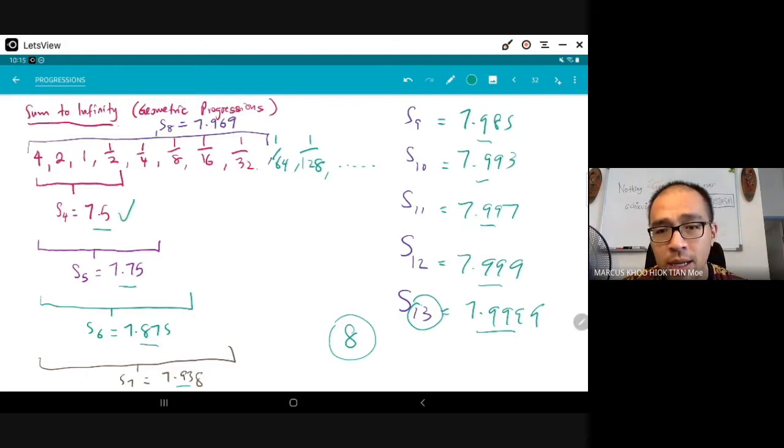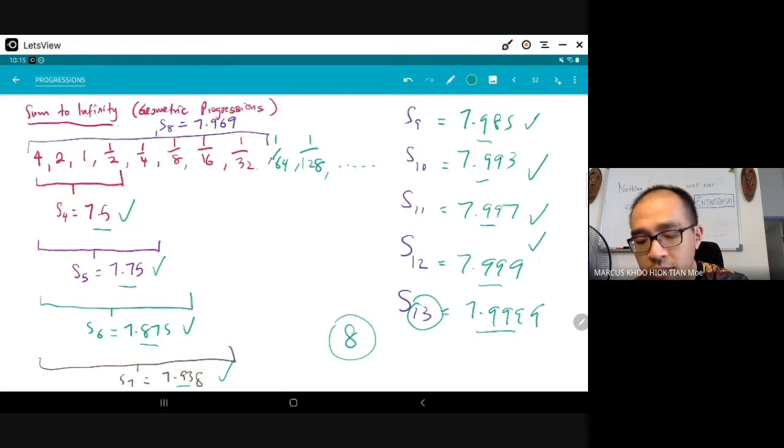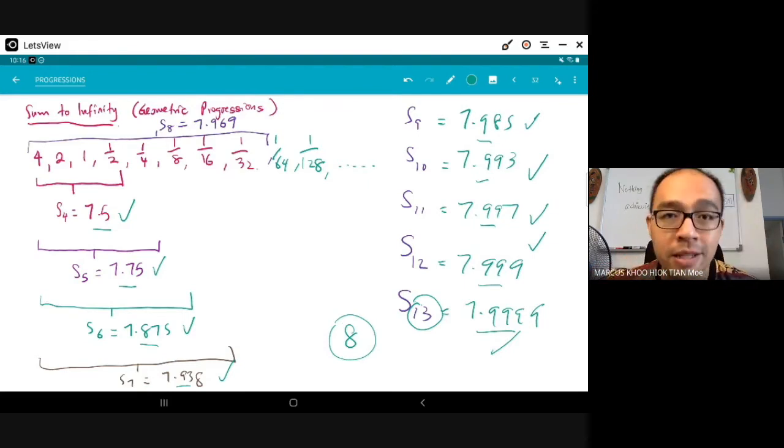When you add a little bit, 7.5, then 7.75 if you add 5 numbers. If you add 6 numbers, 7.875, then 7.938, 7.969, 7.985, 7.993, 7.997, 7.999, and then even more 7.999. So if this is number 8, when you add more numbers, it's getting nearer and nearer to number 8, but it actually never becomes number 8. It becomes very near to number 8, but if you take all the decimal places, it won't be number 8. It'll be 7.9999999999, but it will never hit number 8. And so we find that this is what we call the sum to infinity.